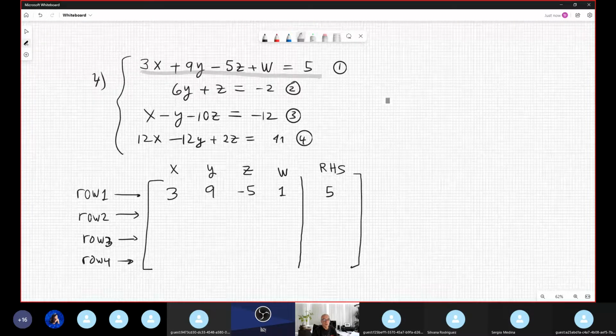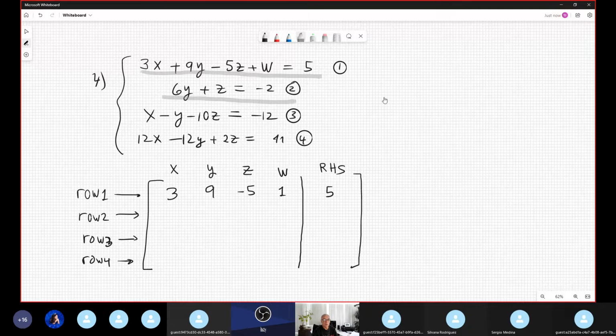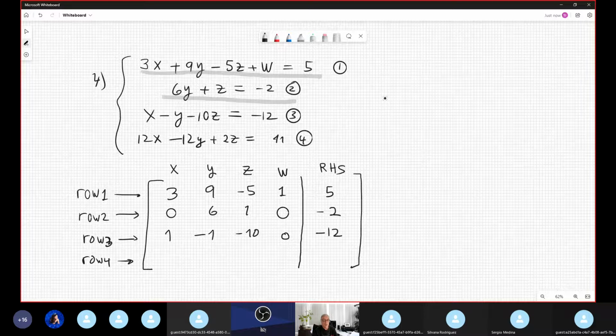Equation number 2: x is missing, y is 6, z is 1, and w is also missing, and the right-hand side number is negative. And the third equation is 1, -1, -10, w is missing in the third equation, and -12 is the number on the right-hand side. And the last is 12, negative 12, 2, no w again, 11.